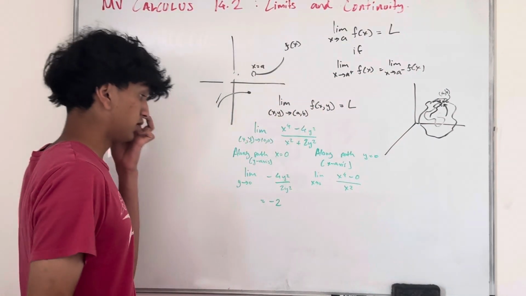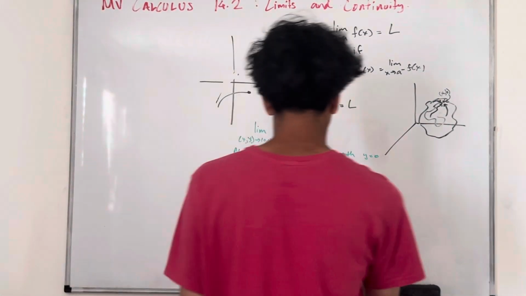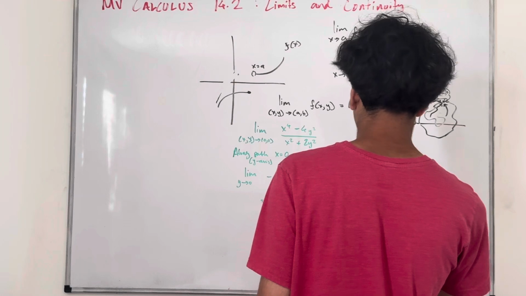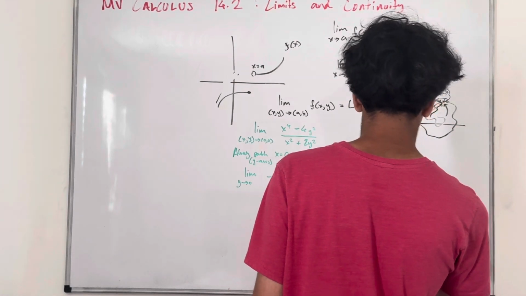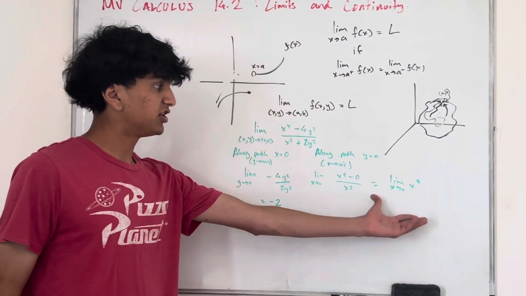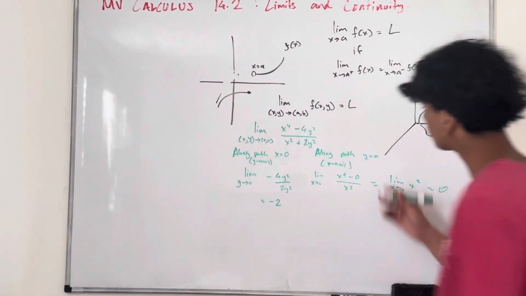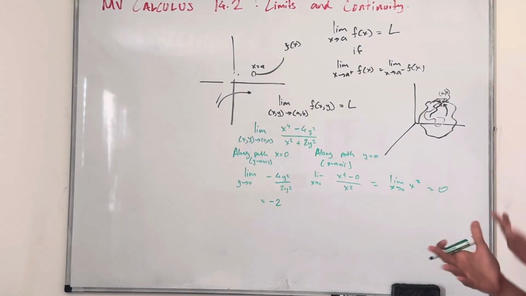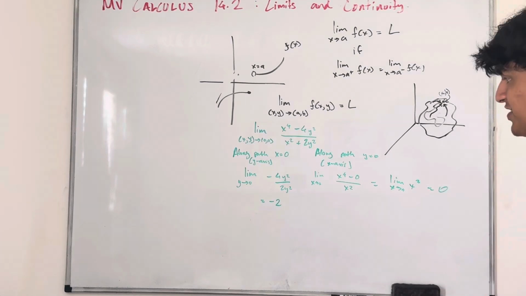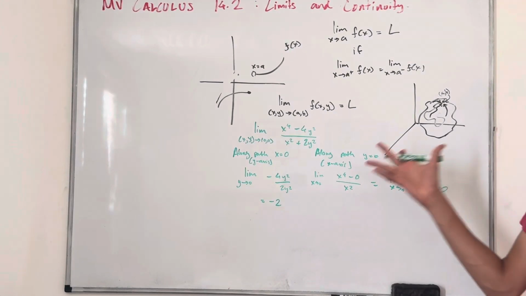If I were to evaluate this, it's really just taking the limit as x approaches 0 of x squared. This is just equal to 0, right? You can also use L'Hopital's rule if you'd like. I wouldn't recommend it, but you could.